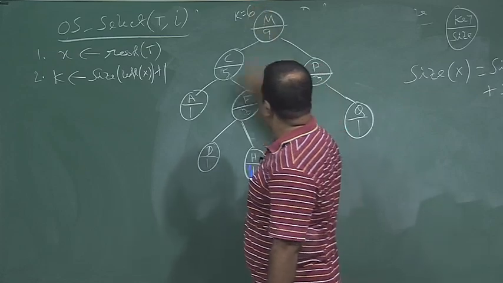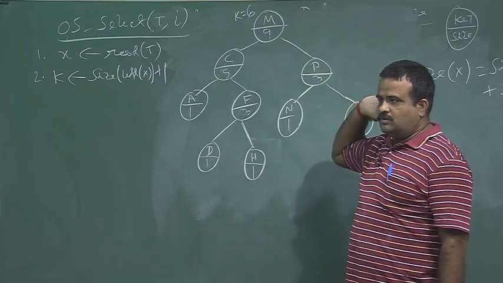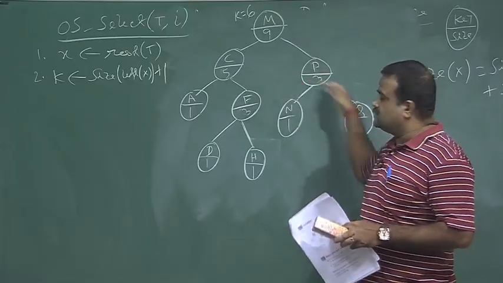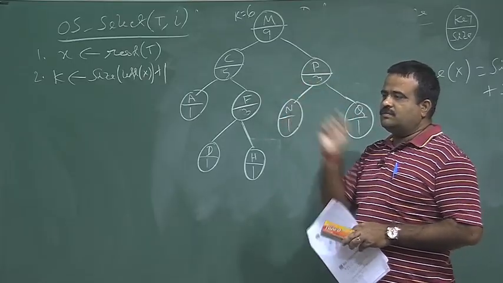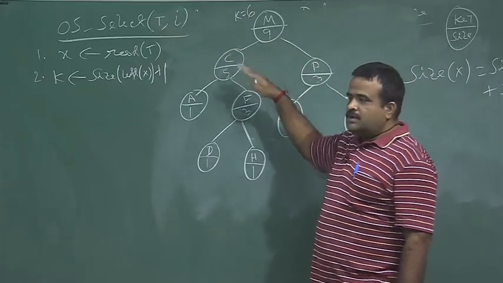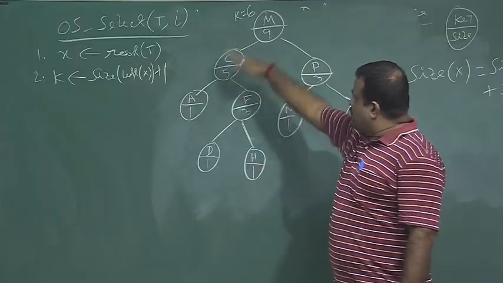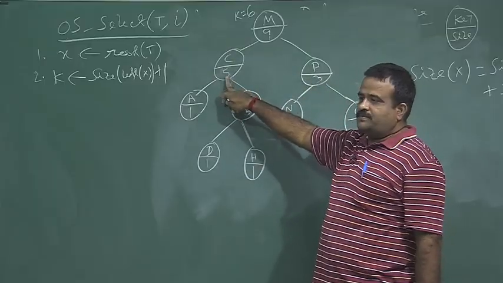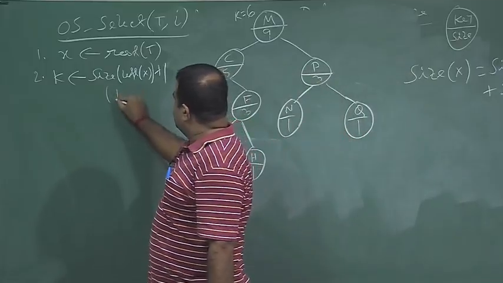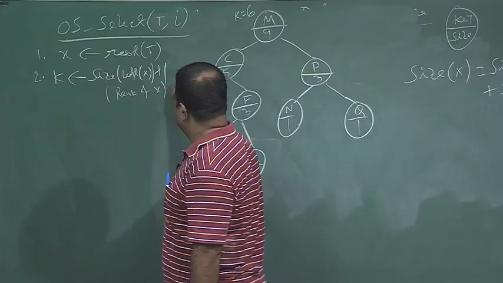So, this is 6. We can check this is nothing but the rank of this node. That means, in a sorted order, if we sort these elements, then the position of that node is basically the rank, that is the k. Because if you do the in order traversal, that will give us the sorted order. So, this is the size of the left subtree 5 plus 1. So, this is nothing but the rank of x.